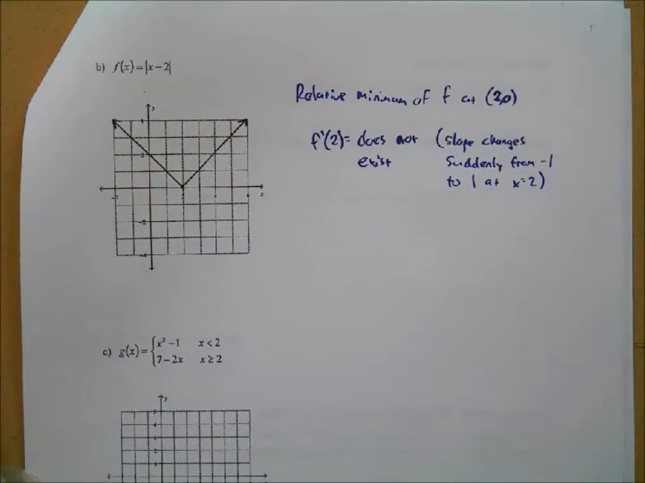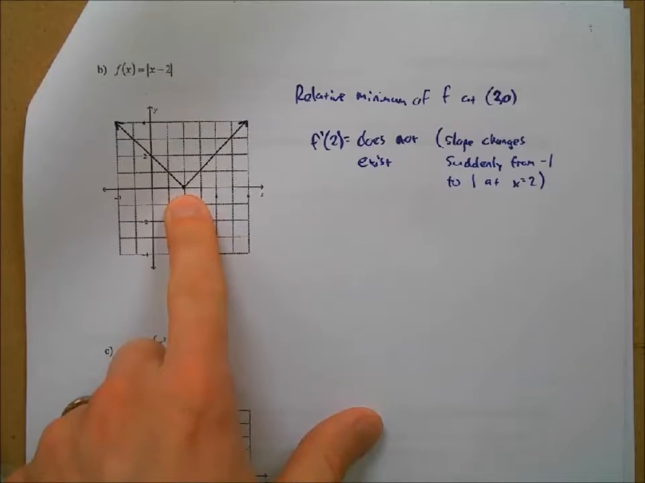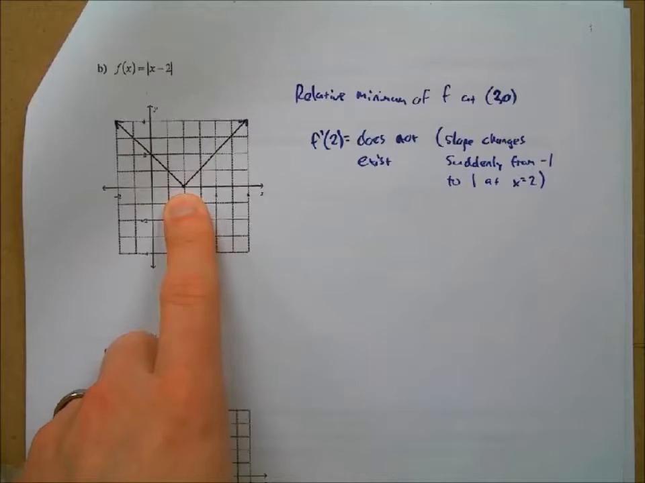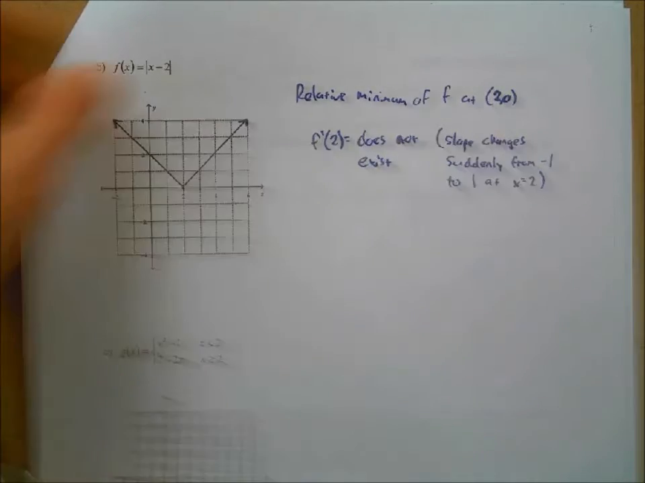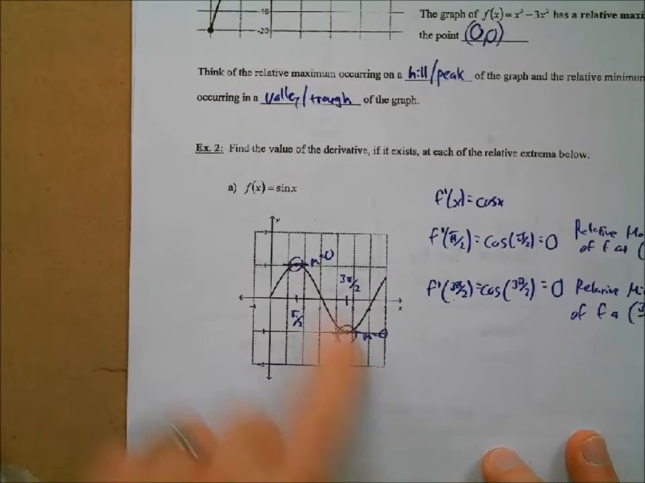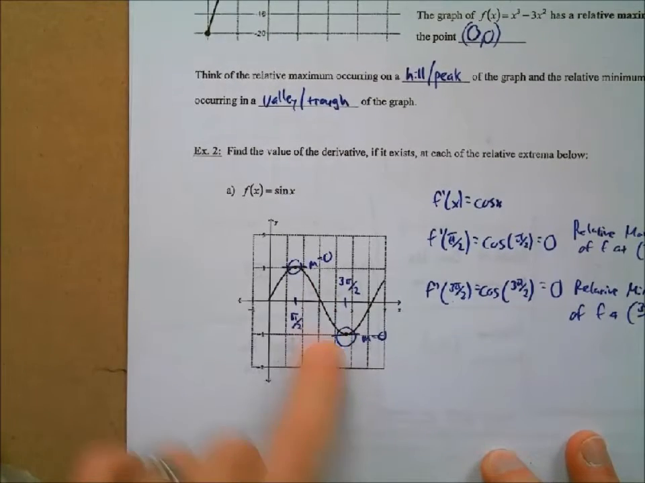Yes, Morgan. Is there a difference between calling it a relative minimum and an absolute minimum? Very good question. In this case, could we also call this point an absolute minimum? Absolutely, we could. Yes, this is also an absolute minimum. So then why weren't those absolute minimums on the sine graph? We could call these as well absolute minimums and absolute maximums. Okay. Because they are the highest points of the graph and lowest points of the graph.